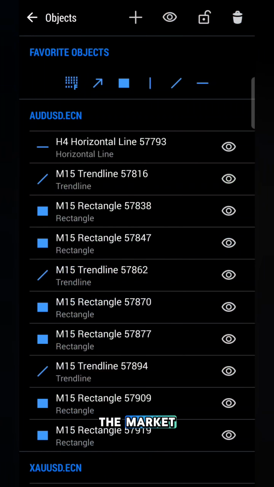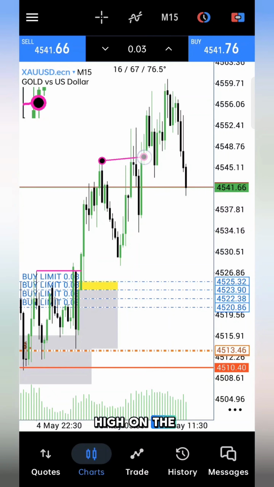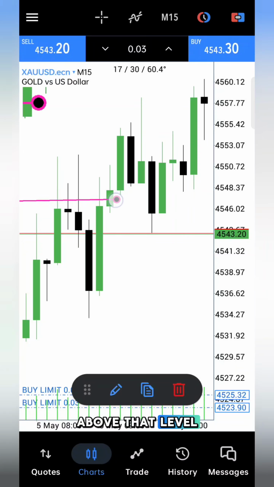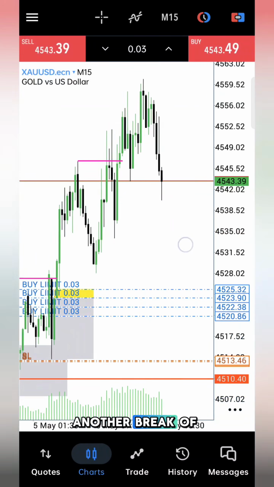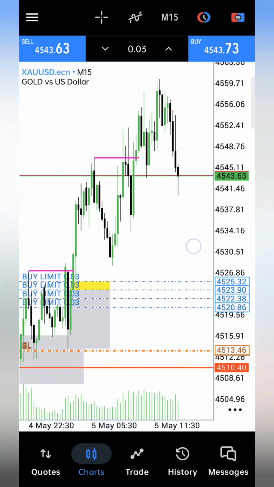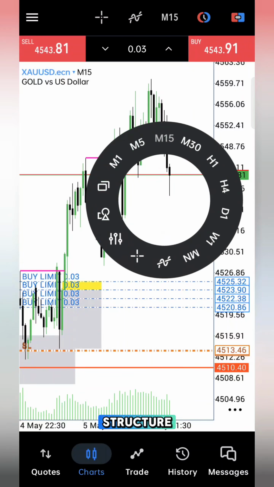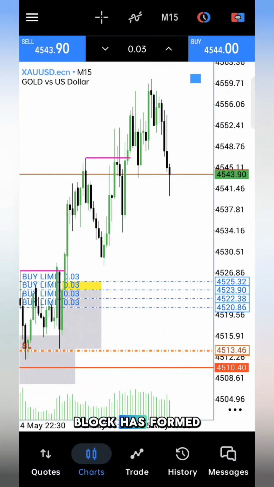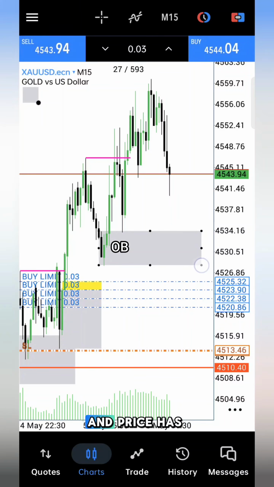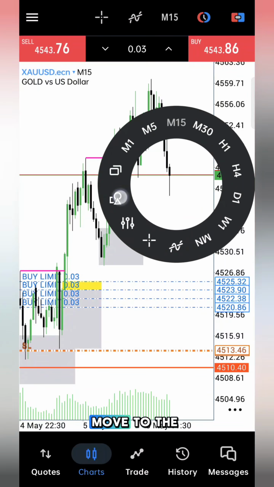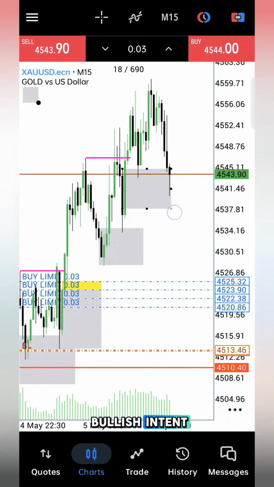Following this, the market formed a new higher high on the lower time frame, and with a subsequent break above that level, price confirmed another break of structure, indicating continued bullish momentum. As a result of this break of structure, a valid order block has formed in this area, and price has already respected this zone, continuing its move to the upside with bullish intent.